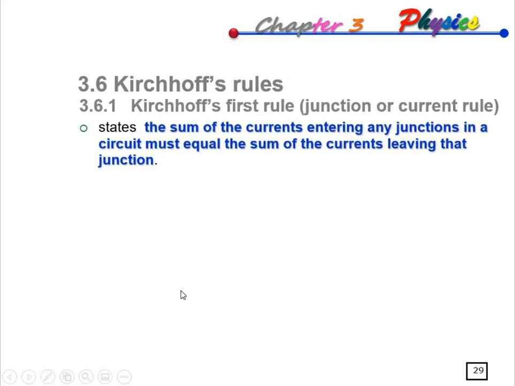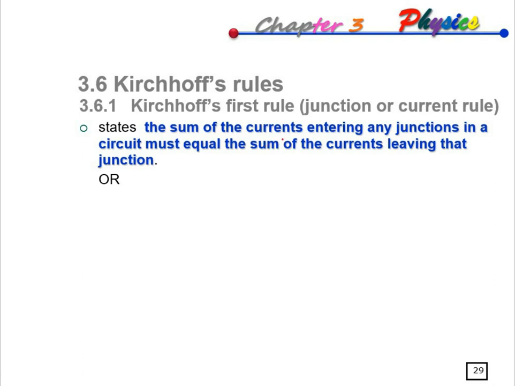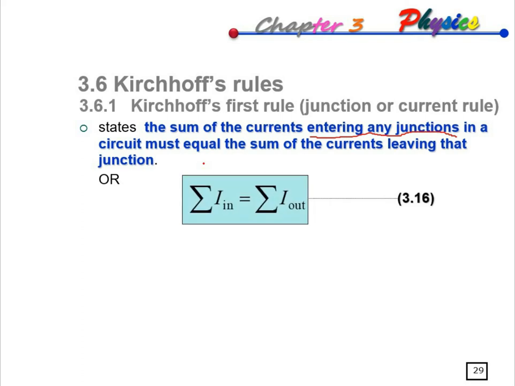The first rule for Kirchhoff is called the Kirchhoff first rule, or junction or current rule, and also the Kirchhoff current law. It states that the sum of the current entering any junction in a circuit must equal the sum of the currents leaving that junction. Or in terms of the equation, the sum of I in equals the sum of I out. Equation 3.16.